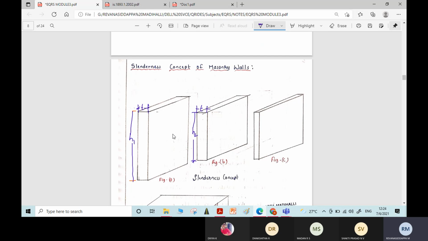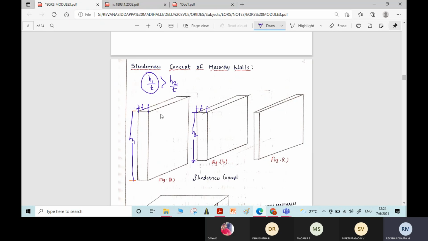Though both walls have the same thickness, the variation in height will change the slenderness ratio of the wall. It means the H1 by T value will be greater than the H2 by T value. That is, the slenderness ratio of wall 1, figure A, is greater compared to the slenderness ratio of figure B, even though the thicknesses are the same.